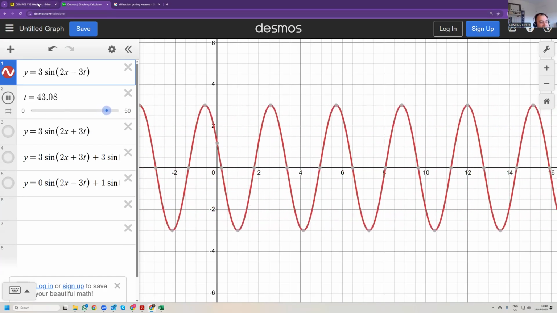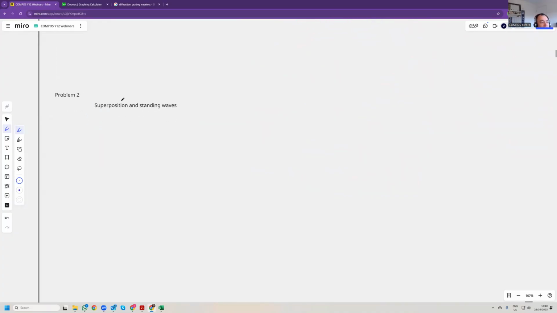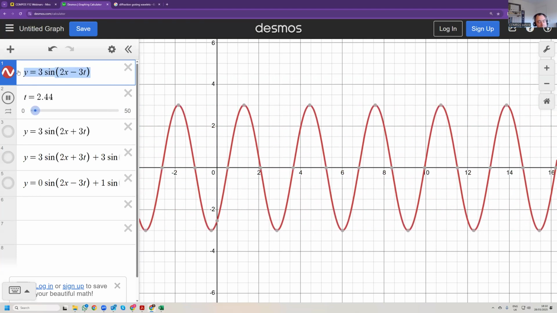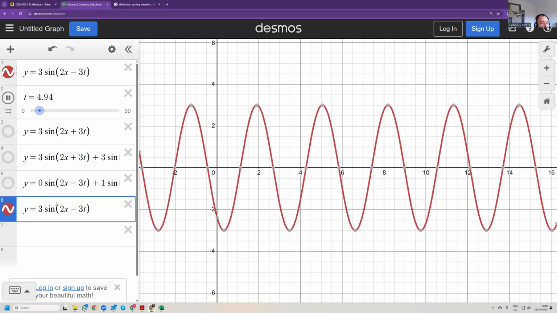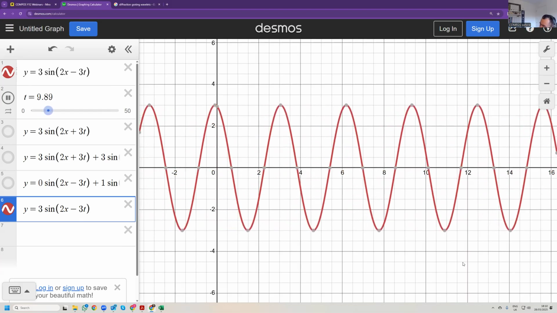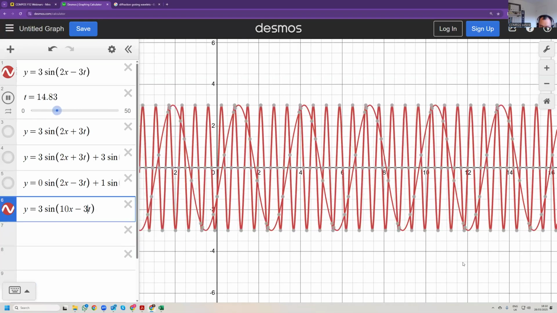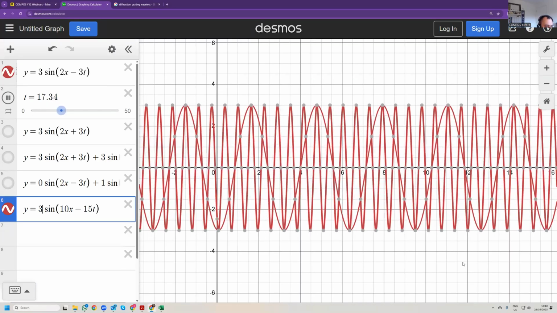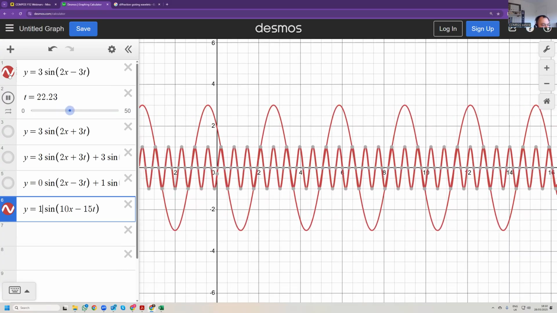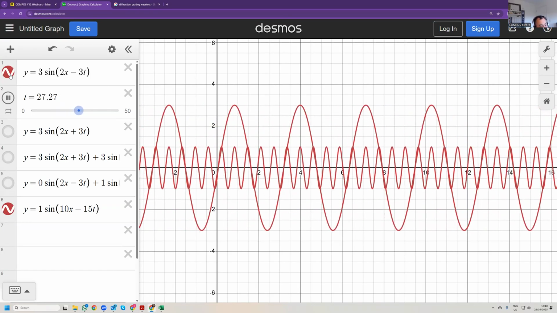Okay, that's that. Now, let's have two waves. So superposition. Let's have two waves traveling at the same speed. So let's take this wave, and let's take another wave, traveling at the same speed, but with different parameters. So I'm going to change this to 10, and I'm going to change this to 15. And I'm going to change this to, let's make it 1. Okay. So I have two different waves traveling at the same speed.